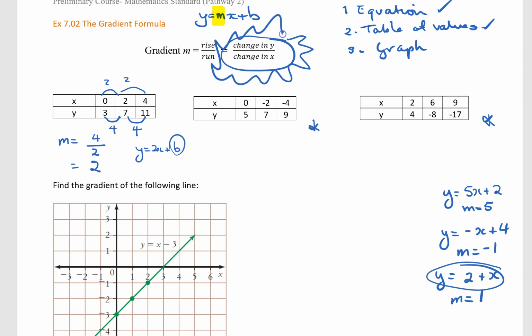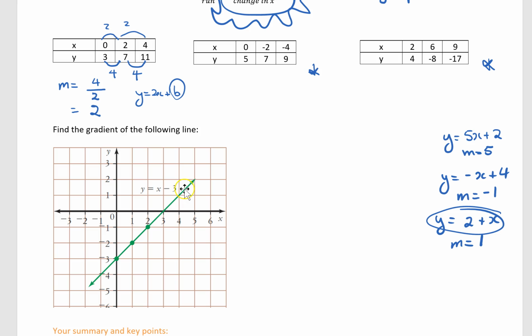And you can say, to find the gradient, when you're given a table of values, you're looking for a fraction made up of the change in y in the numerator and the change in the x in the denominator. You then simplify that fraction if needed.